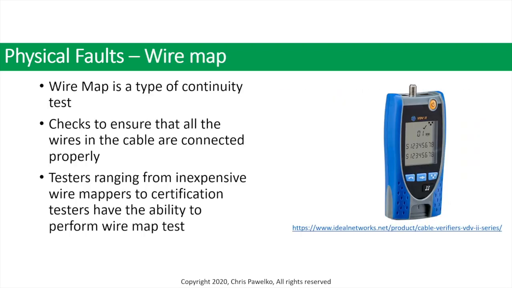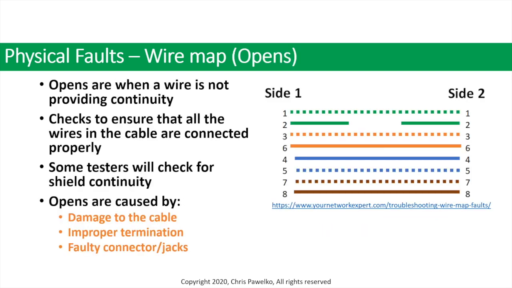Wire map is a type of continuity test, and it checks to ensure that all the wires in the cable are connected properly. So some of the testers that you're going to see for this can range from very inexpensive wire mappers using such things as LEDs to certification testers that have the ability to perform a wire map test. The first wire map fault that we're going to investigate is opens.